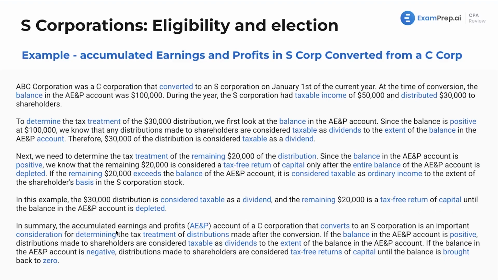Now, in summary here, the accumulated earnings and profits account, I never want to say that term again, just non-stop, over and over, of a C corporation that converts to an S-Corp is an important consideration for determining the tax treatment of distributions made after the conversion. It's like, again, dealing with the buckets and dealing with what type of income or gain you'll recognize, but on steroids. If the balance is positive, distributions made to the shareholders are considered taxable as dividends to the extent of the balance in the AE and P account. If the balance in the account is negative, distributions made to shareholders are considered tax-free returns of capital until the balance is brought back to zero.